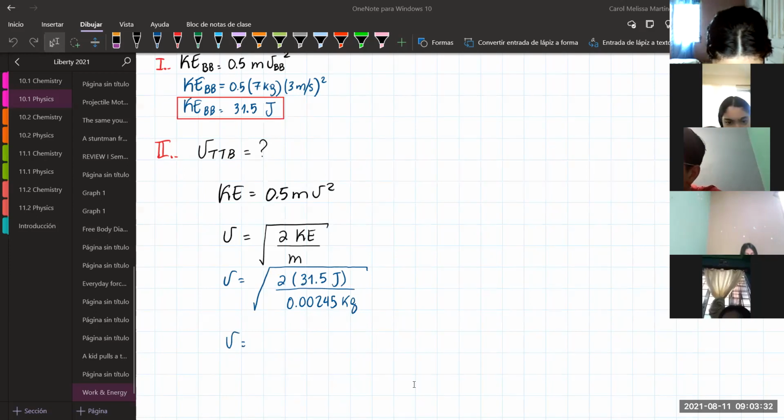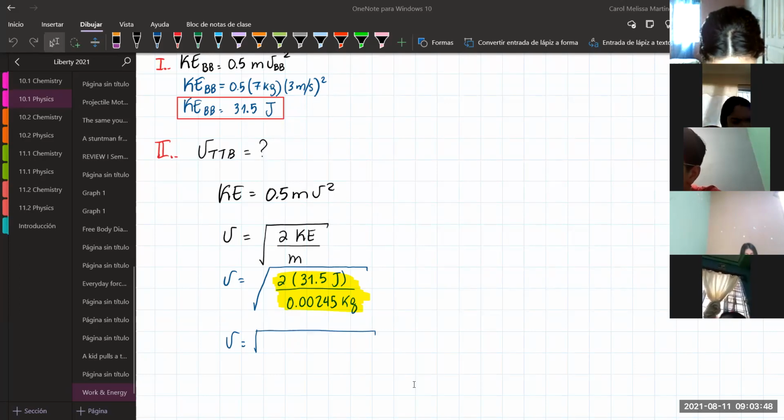How much is this? Just give me the value here. Don't get the square root yet, okay? Just give me the result of that. I got 25,714.28. Okay, take a look. You have this value and the units. Okay, the units are joules over kilogram.